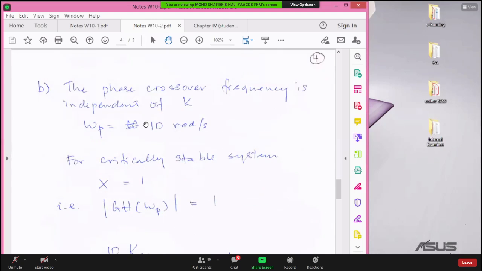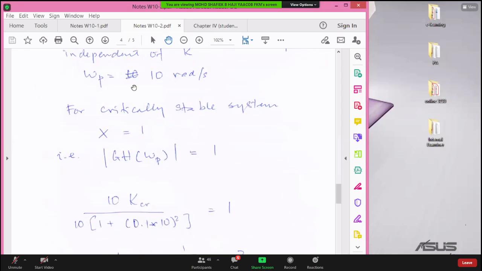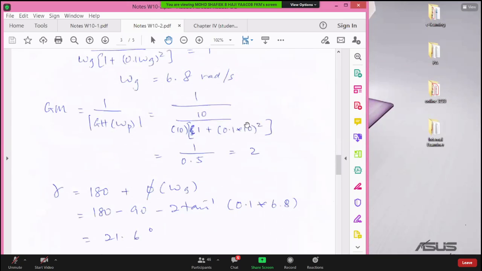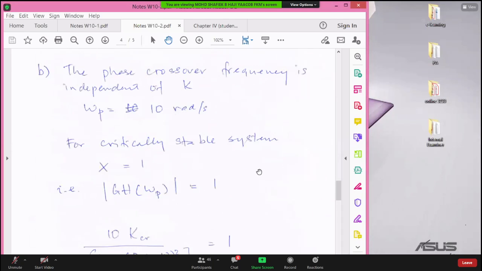So your phase crossover frequency is 10. So the critical gain for stability is when x is equal to 1. So you substitute this phase crossover frequency in your gain, and then you can now compute the critical gain for stability, which is equal to 2. So your gain margin will tell you how much you can multiply your magnitude before you reach instability. So the critical gain before instability is equal to 2.